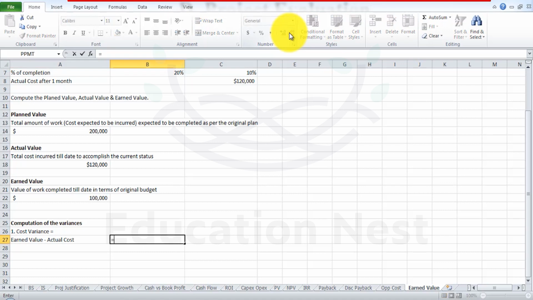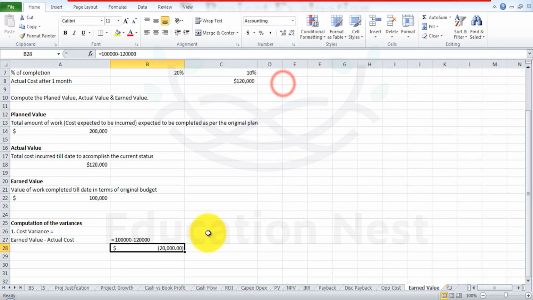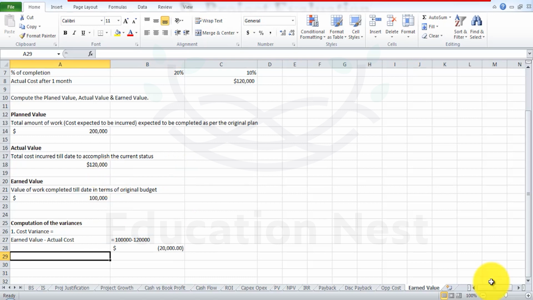So that's going to be equal to $100,000 minus $120,000. That's equal to a negative $20,000, right? So this is how you come to know the status of the project in terms of cost. In terms of cost, they have already exceeded by 20,000, overspent 20,000 compared to the planned amount.